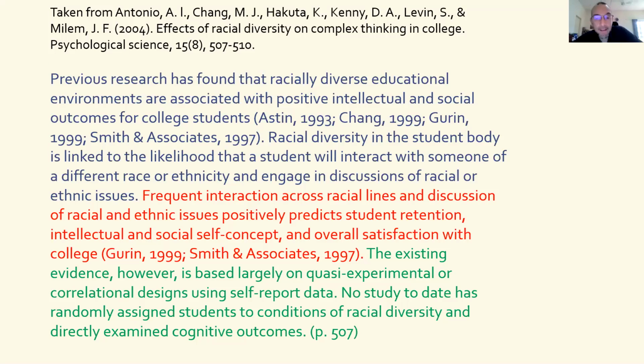The existing evidence, however, is based largely on quasi-experimental or correlational designs using self-report data. No study to date has randomly assigned students to conditions of racial diversity and directly examined cognitive outcomes, okay? So this problem statement does not have a purpose. So Miriam, based on your question just now, yes, you do not need to have the purpose statement in the problem statement. This one does not either, okay? So it's kind of optional whether you want to include it or not, all right?